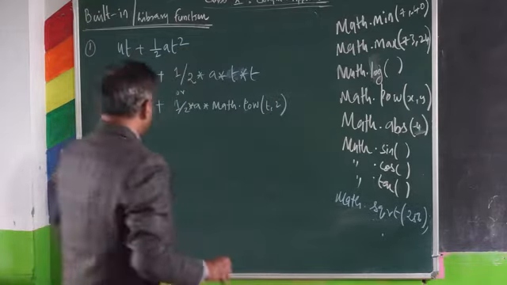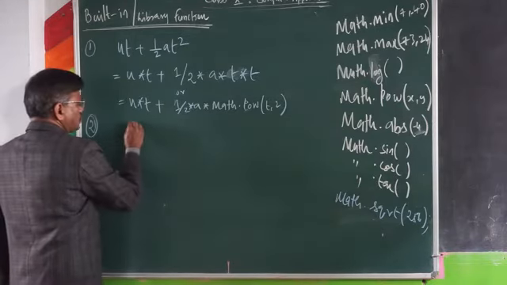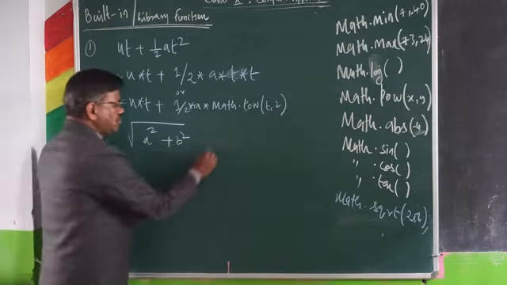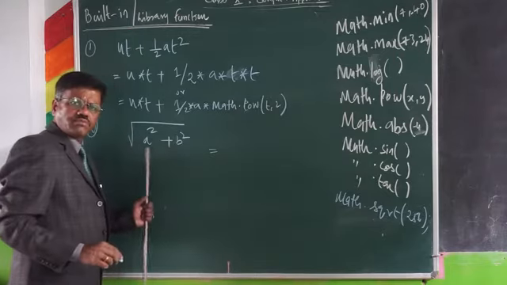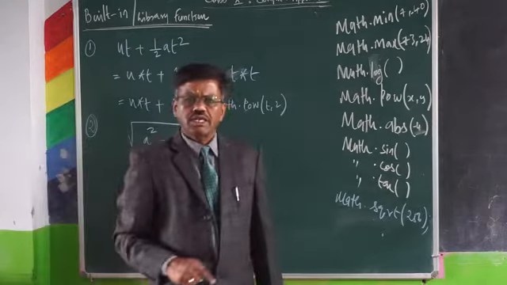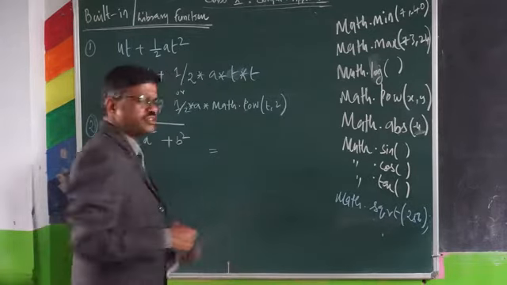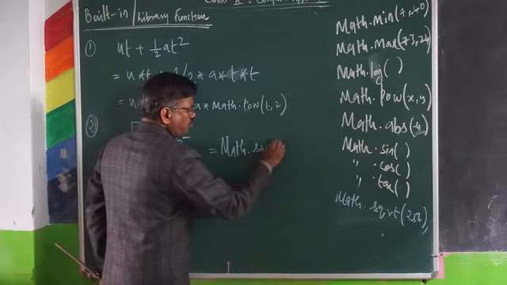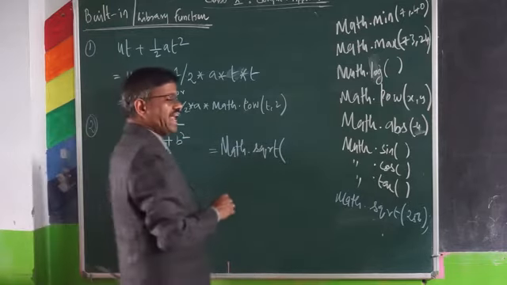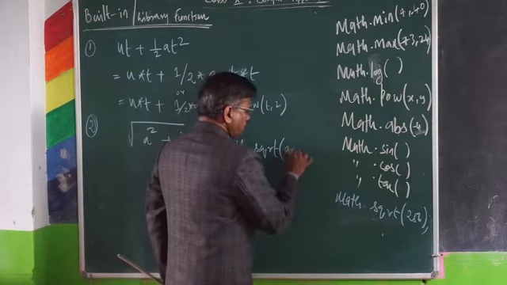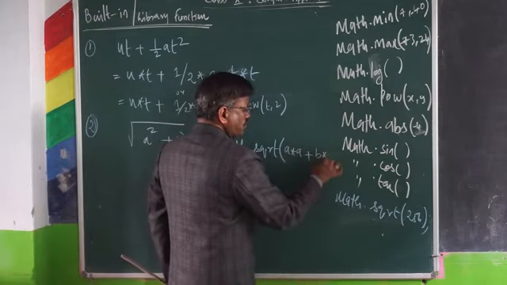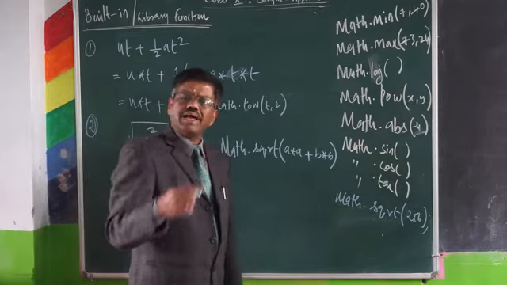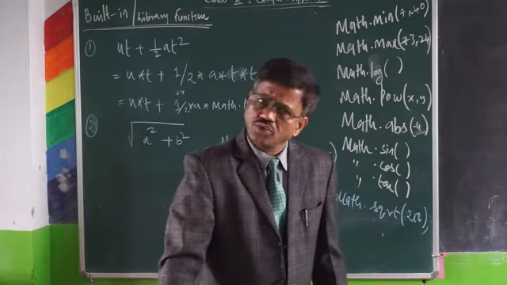I'll give you one more example. How will you write this? The second one: square root of a square plus b square. How will I do it? This is written in algebraic form. You will not find a square root on your keyboard. Instead, whenever you come across such a situation, you must write Math.sqrt, the shortest form of square root. Instead of a square you can write a into a, or plus b into b. You can write a into a or b into b. Otherwise, you can also write Math.pow(a, 2).